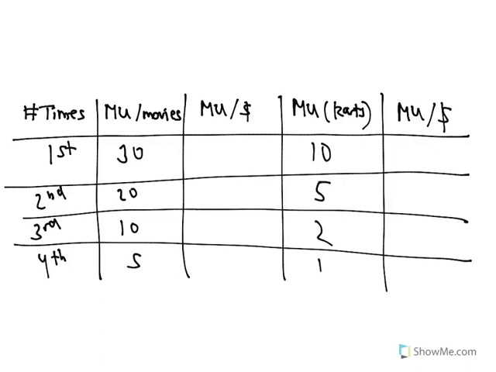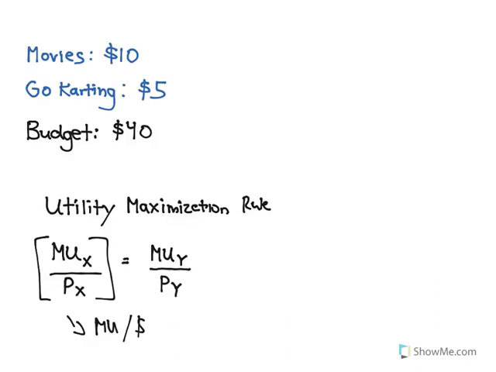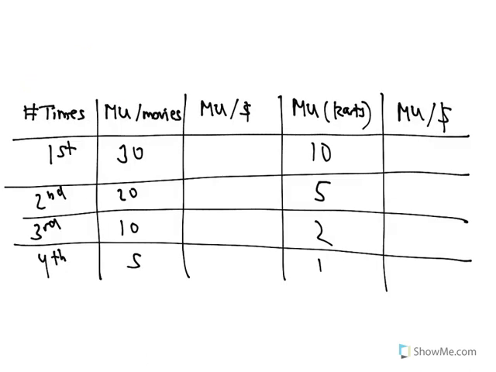The first thing we need to do, remember, is that the utility maximization rule compares the marginal utility per dollar spent on both goods. So we need to calculate that first, then compare them and see where they're equal. Now, I told you that the price of a movie ticket is $10 and the price of go-karting is $5. So we take each of our marginal utilities for movies and divide them by 10, and we end up getting 3, 2, 1, and a half.